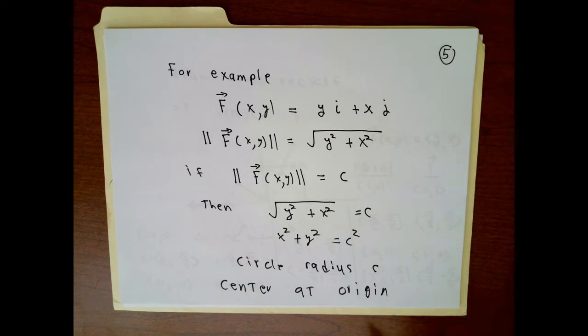So, for example, you might have a vector field f of (x, y), which would be y times i plus x times j. The magnitude of that is obviously the radical of y squared plus x squared. If you wanted to look at places where that vector field took on constant values in magnitude, that would mean that radical of y squared plus x squared would be c, so x squared plus y squared would be c squared. You would be looking at circles of various radii, centered at the origin.